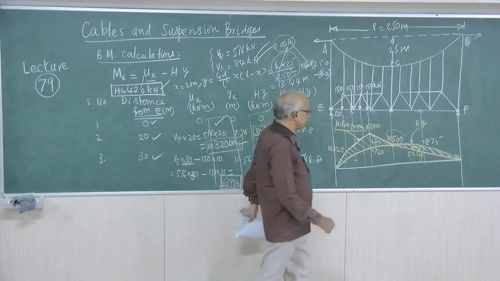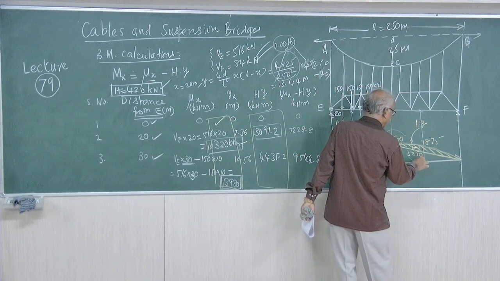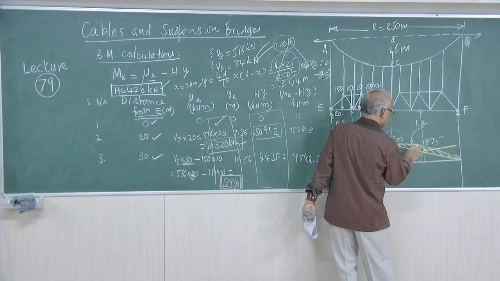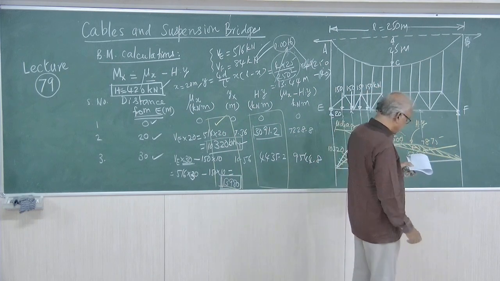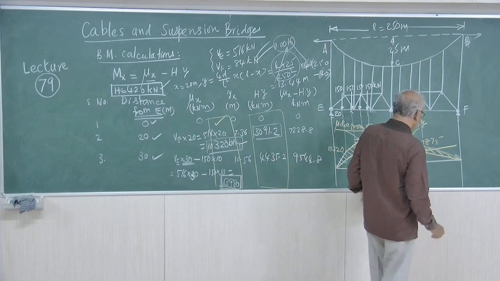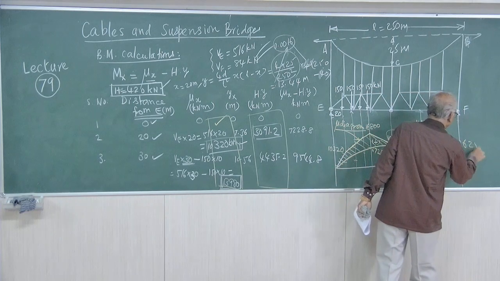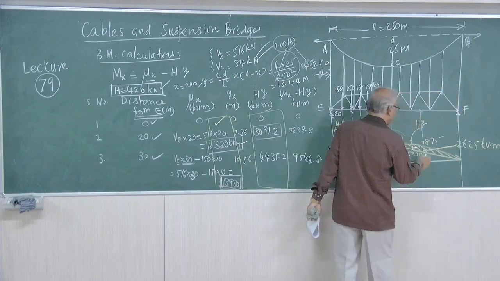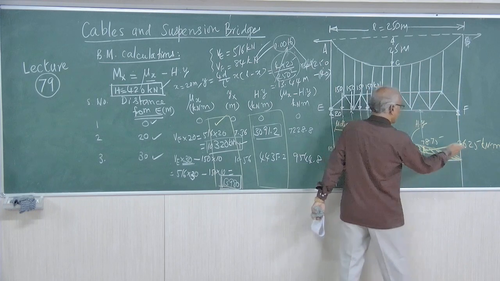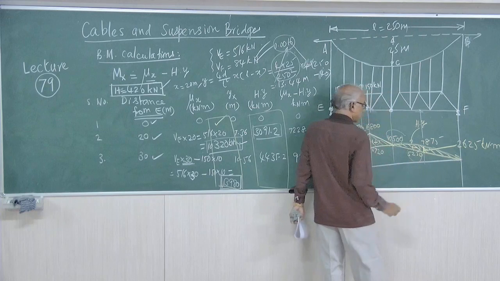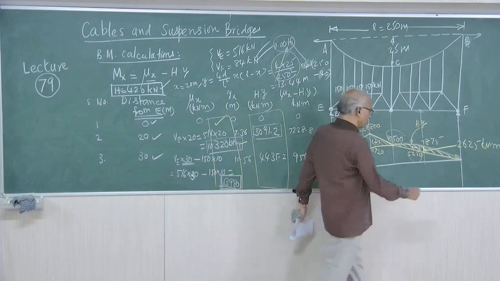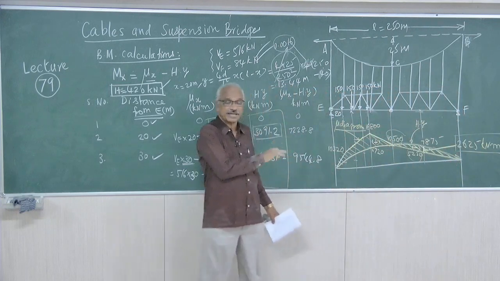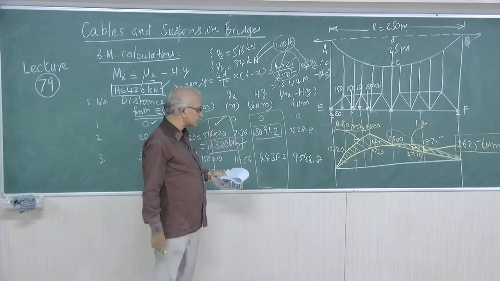So 7875 minus 5250 will be 2625 kilonewton meter. So the net bending moment at this section is minus 2625, and this value minus 2625 will be available in the last column of the table.